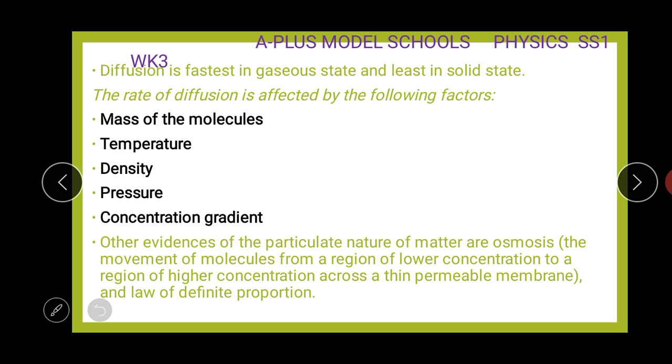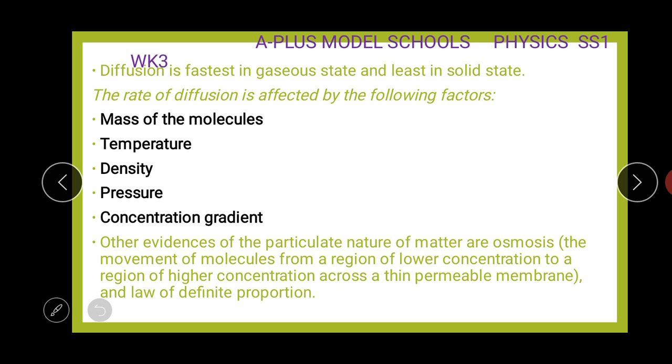Other evidences of the particle nature of matter are there. I told you that we shall discuss mainly diffusion and Brownian motion. That is evidence of the particle nature of matter. But there are other evidences, which are osmosis. And osmosis means the movement of molecules from a region of lower concentration to a region of higher concentration across a membrane.